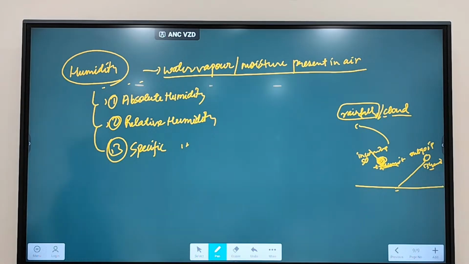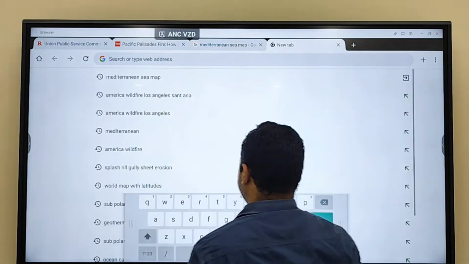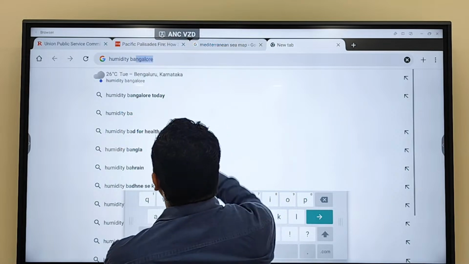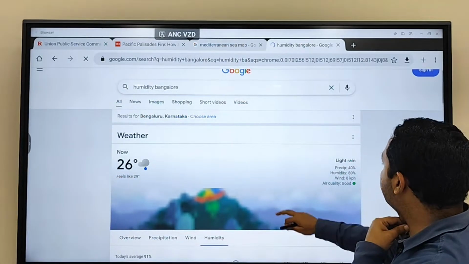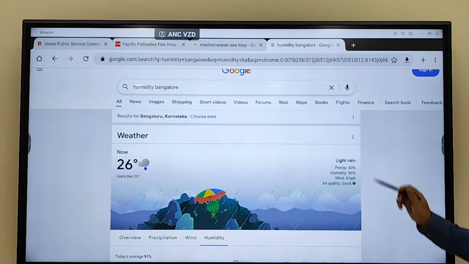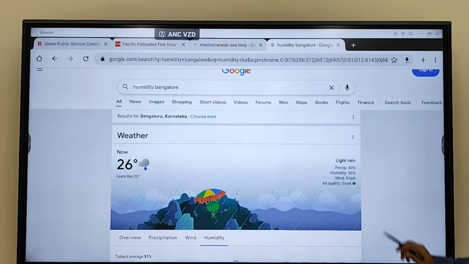For example, what you are finding, you can see precipitation, 40% chances it is showing. Humidity is 80%. Wind speed is mentioned, air quality is mentioned. Generally when you see weather reports, you will find these parameters mentioned: what is the wind speed, what is the humidity, what is the chance of rain, what is the air quality. So here humidity is mentioned in percentage. Which type of humidity is reflected over here, whether absolute humidity, relative humidity, or specific humidity? Relative. It is a relative humidity.